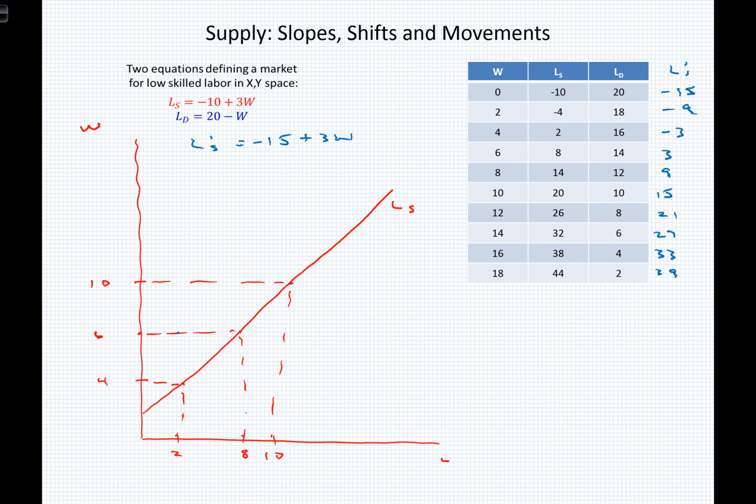So let's go ahead and work once again in positive space. At a wage of 6, we have a supply of 3. It's going to give us a point right here. At a wage of 10, we now have a supply of 15. So at a wage of 10, our supply is out here at 15.